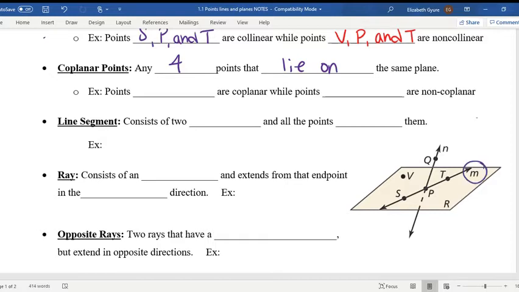Some people get confused and they might want to use M. If you notice that M is lowercase, that is not a point. That's just a label for our line. That's like our little lowercase cursive M. I know it doesn't look cursive-y, it's just because of where I got this picture from. But that would not be a point.